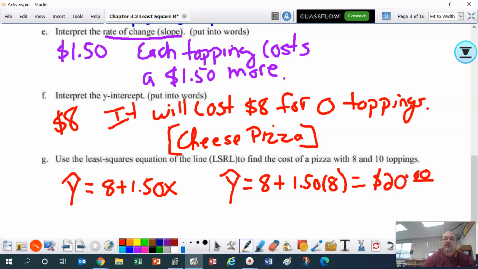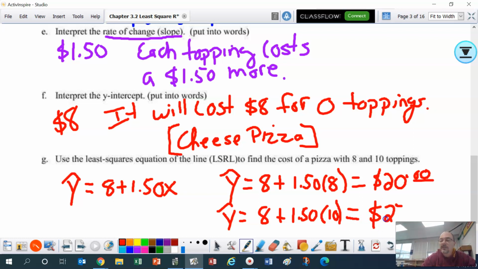Better be a pretty good pizza for $20, right? And then 8 plus $1.50 times the 10 toppings. That is a lot of toppings on a pizza. Better be a gourmet pizza. And that's going to cost you $27.50, if I did my math correctly.